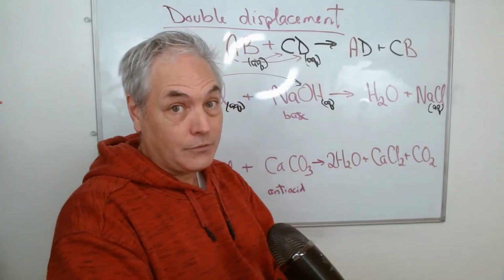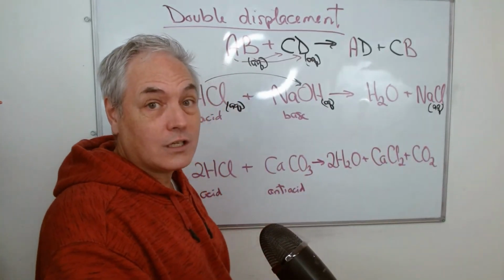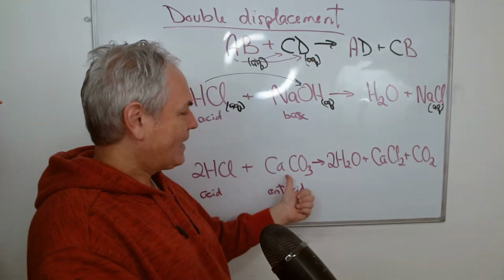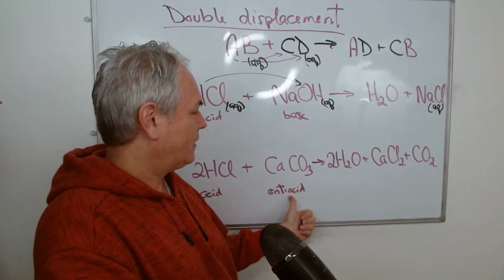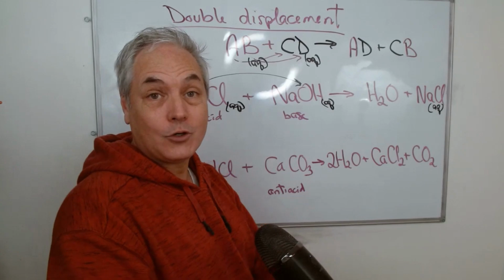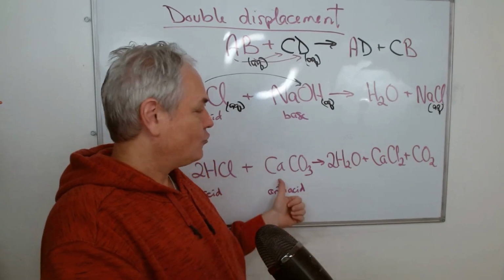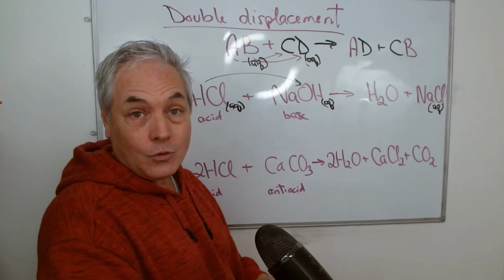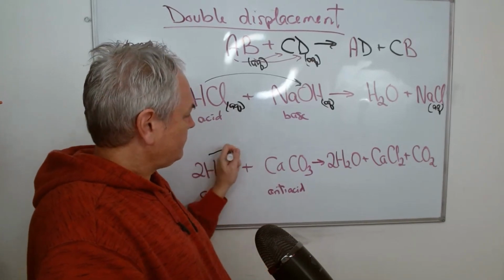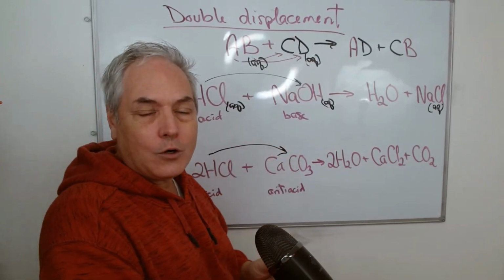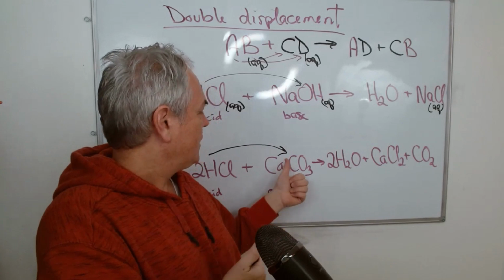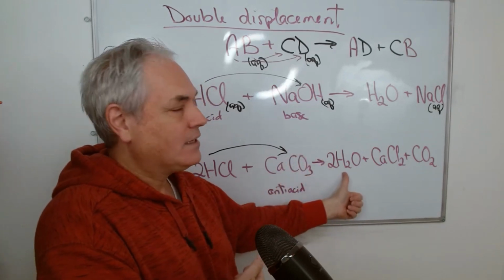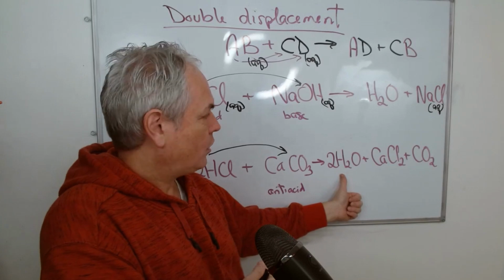Now, there's another type of neutralization, and it goes like this. When you have an acid, hydrochloric acid, and you add an antacid. For example, if you have heartburn, you go to the pharmacy and you use calcium carbonate. When you put them together, what happens? The hydrogen will be quite active, and it will combine with one oxygen of the carbonate, and you will have two molecules of water.